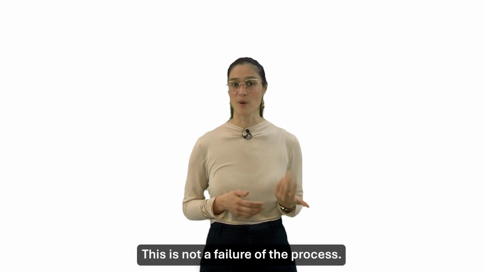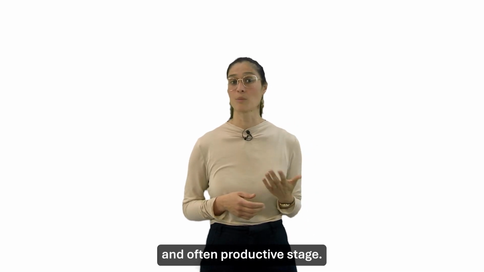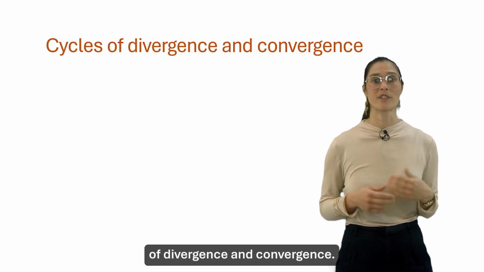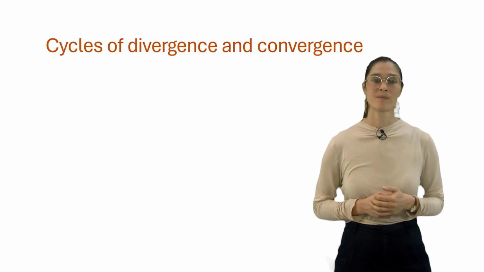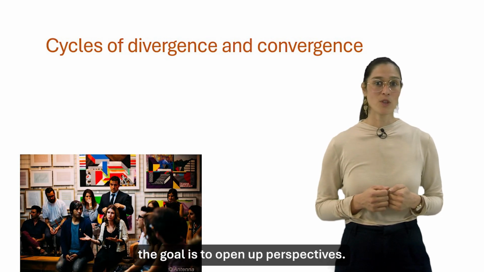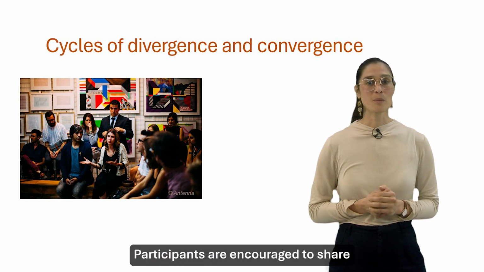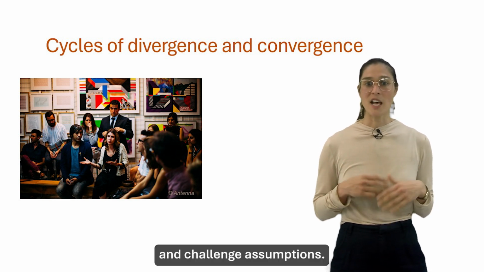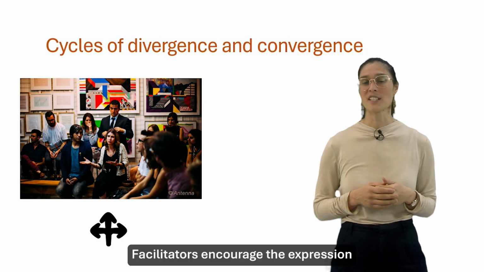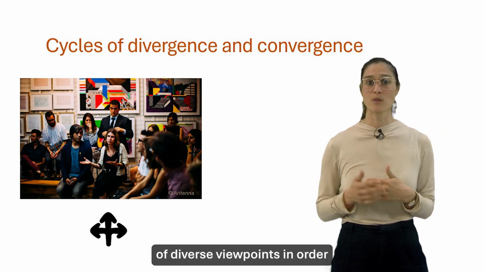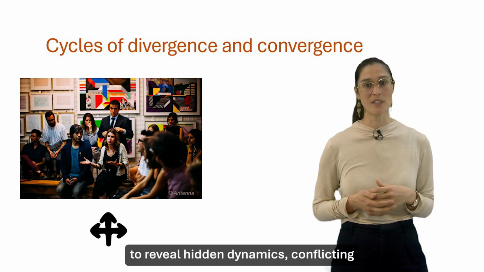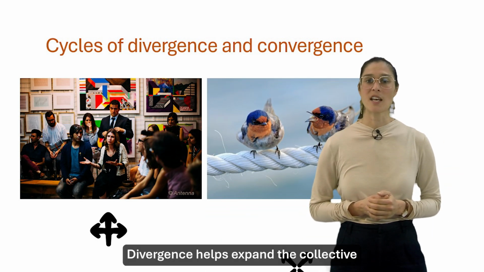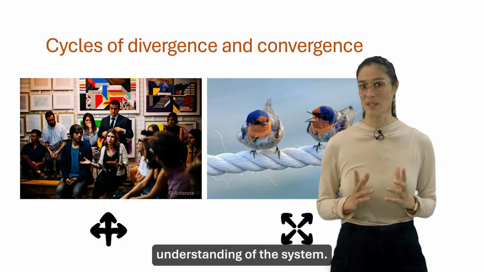This is not a failure of the process. It is actually a necessary and often productive stage. Participatory co-design processes typically involve cycles of divergence and convergence. During divergence phases, the goal is to open up perspectives. Participants are encouraged to share different interpretations of the system and challenge assumptions. Facilitators encourage the expression of diverse viewpoints in order to reveal hidden dynamics, conflicting priorities, and blind spots. Divergence helps expand the collective understanding of the system.